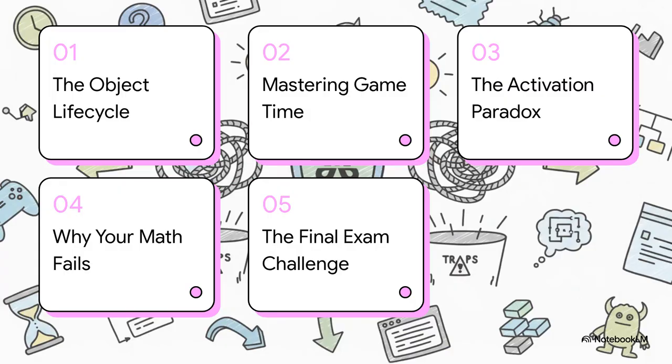All right, here's our game plan. We're going to start with how objects are born and how they die. Then we'll get into mastering game time with coroutines. After that, we'll tackle the super confusing activation paradox. Figure out why your math sometimes just fails, and then we'll wrap it all up with a little quiz to make sure it all sticks.